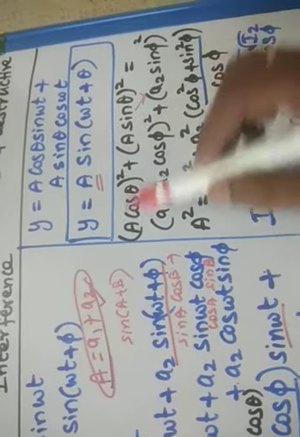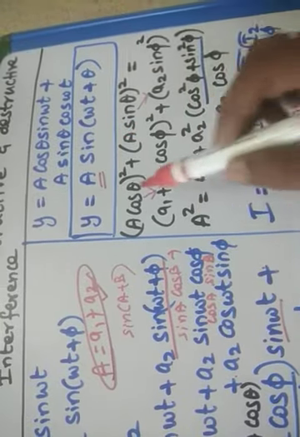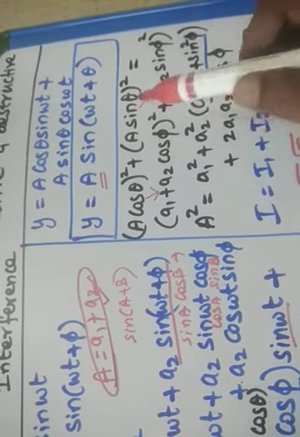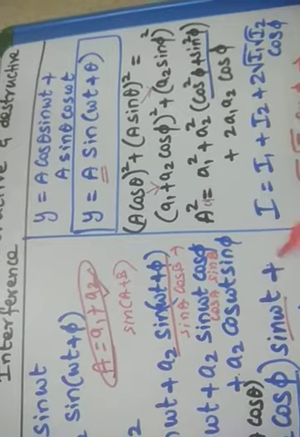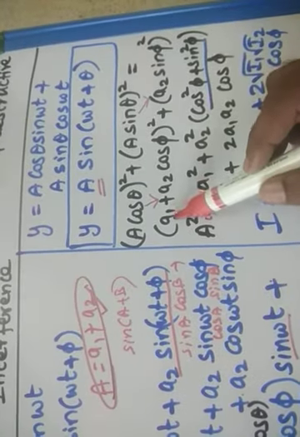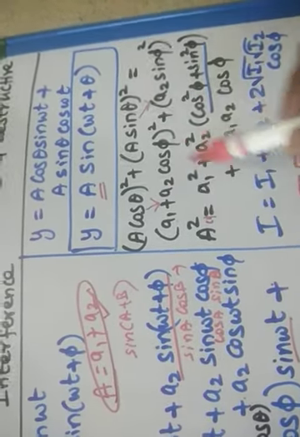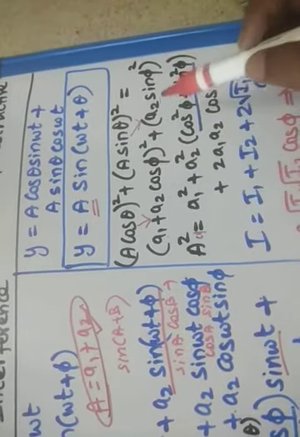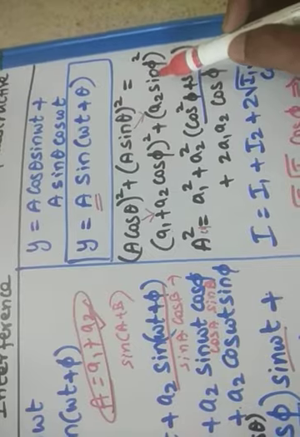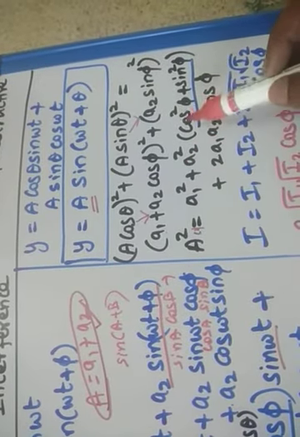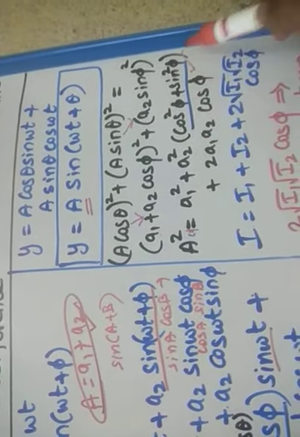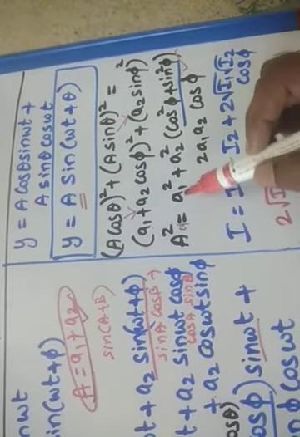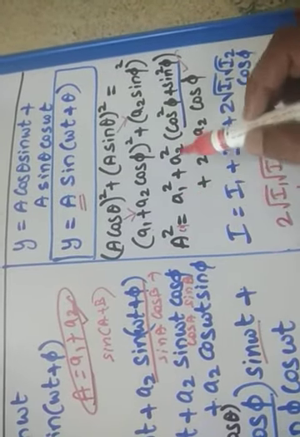So if you square, what will happen? A square is taken commonly outside, cos square theta plus sin square theta is 1. Here a square plus b square plus 2ab, it will come. Here also a2 square sin square pi. So a2 square is taken outside, cos square plus sin square pi. So the final equation we get is A square is equal to a1 square plus a2 square plus 2 a1 a2 cos pi.